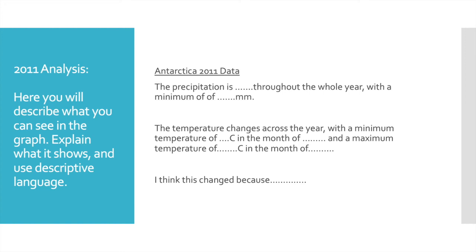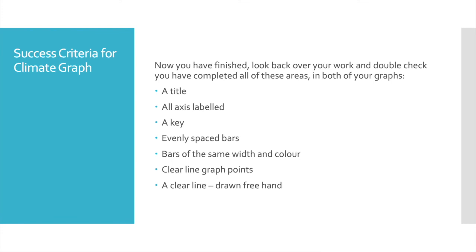So, if you have finished on your lesson 10, and you have completed, and there's still time left, I suggest you come on to here, and you look back at all of the two graphs, all of the data on both graphs. Make sure you have a title. Make sure all axes are labelled. Make sure there's a key, evenly spaced bars of the same width and colour, and make sure there's a clear line graph point. So make sure there's dots, make sure you've joined it freehand. Really important, because you would be losing marks like that in an exam.